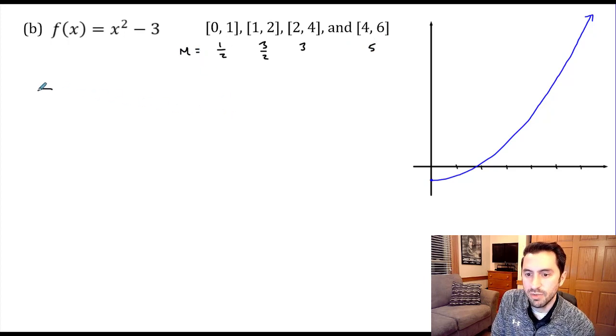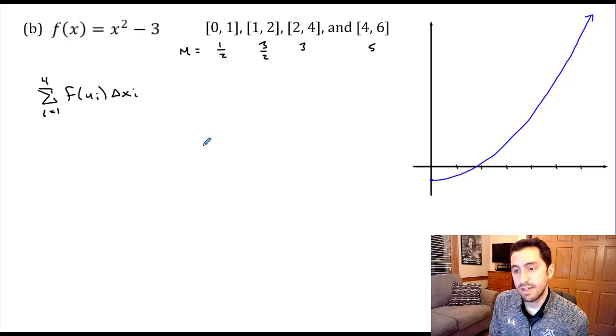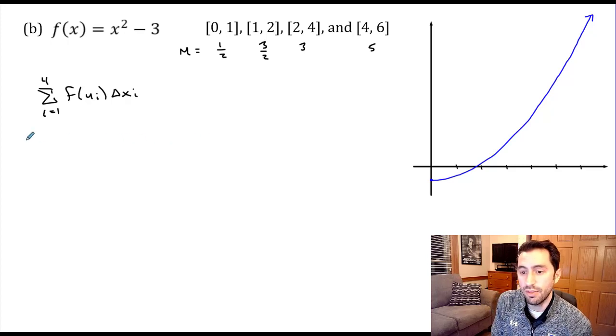We want to do the same thing, so we're going to use the summation. We're going from i equal to 1, with 4 subintervals. In this case, for each f of u sub i, the u sub i is going to be the midpoint of the interval. And then we're going to multiply that by delta x sub i, which is the width of each subinterval.